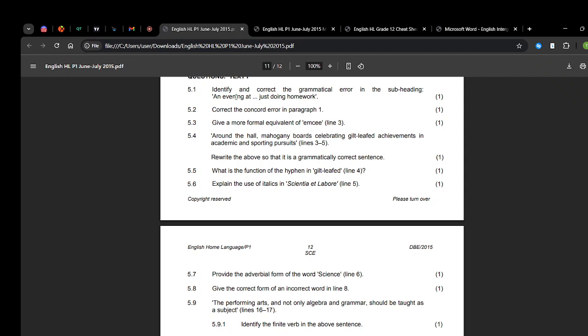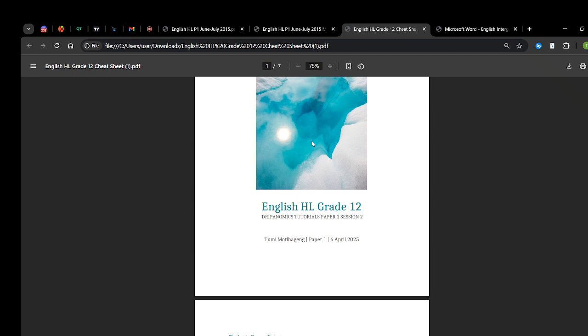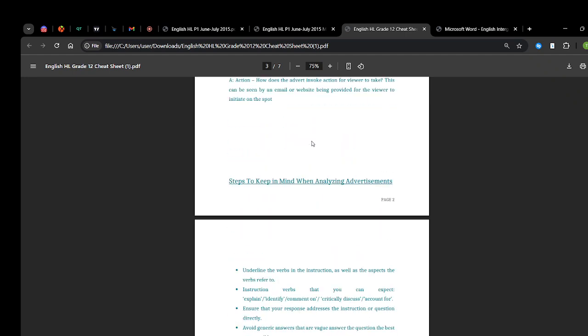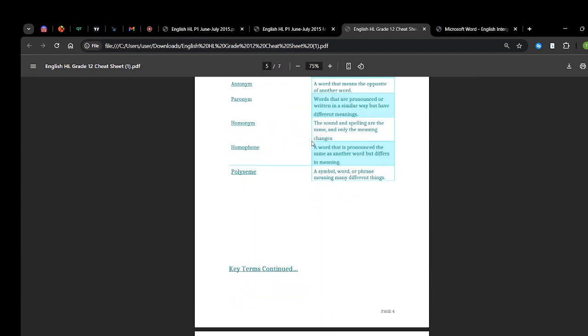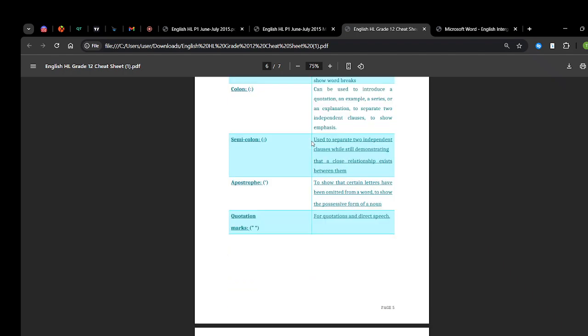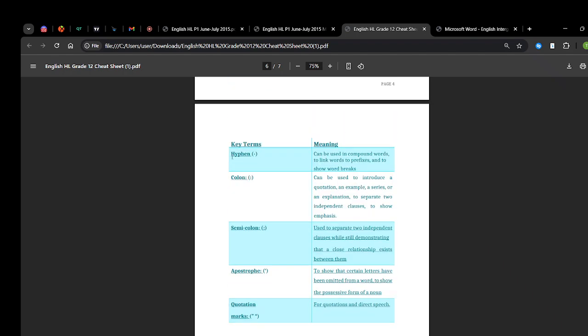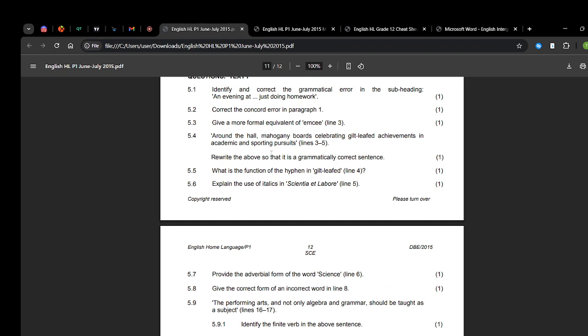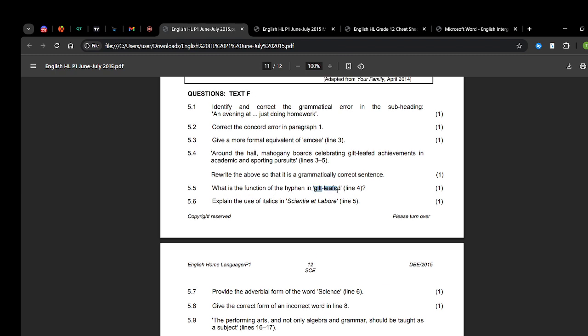Now, 5.5. What is the function of the hyphen? To first understand that, let's quickly come here. I've given it to you. I'll send it on the group. I'm sure I've given you a hyphen here. Reading this here, how can you guys answer 5.5? A hyphen, there it is. My meaning, it can be used in compound words to link words to prefixes and to show word breaks. In this, is there anything that relates to the function of the hyphen in guilt lift?